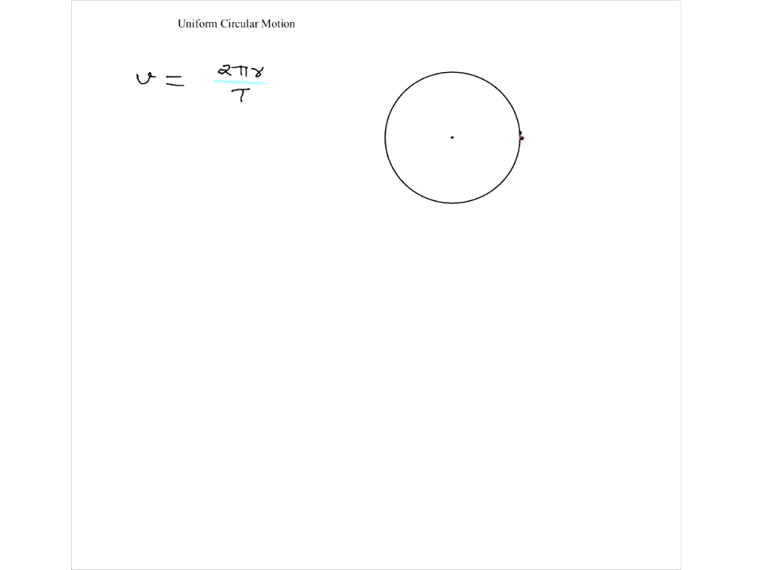Now, if the particle is here and is traveling like this, what is the direction of its velocity? Direction of velocity is along the tangent. How do you get the tangent? You join the 2 points. Tangent is perpendicular to the radius. When you join the 2 points, you will get the radius. And tangent is always perpendicular to the radius in case of a circle. That's how you find the direction of velocity.